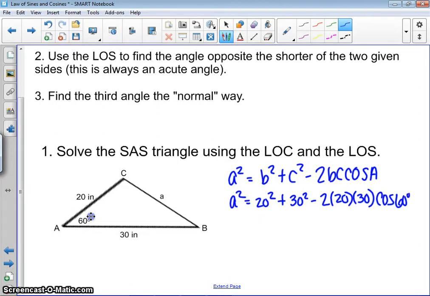They gave me that angle in degrees, so when I go use my calculator to figure out what this is, I need to make sure my calculator's in degrees. I've already checked mine, and it is.